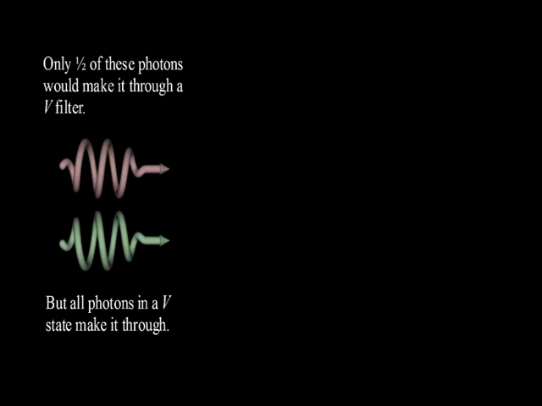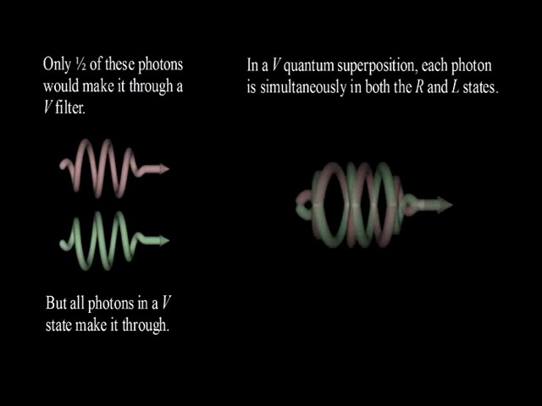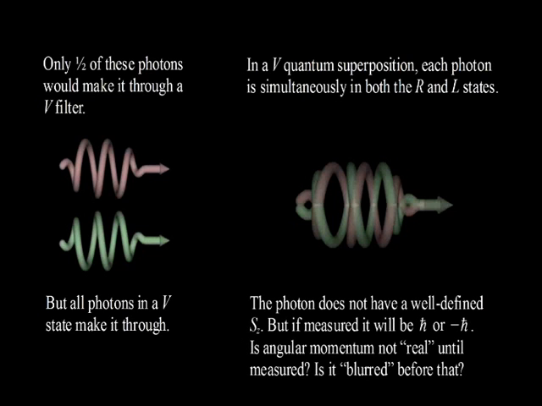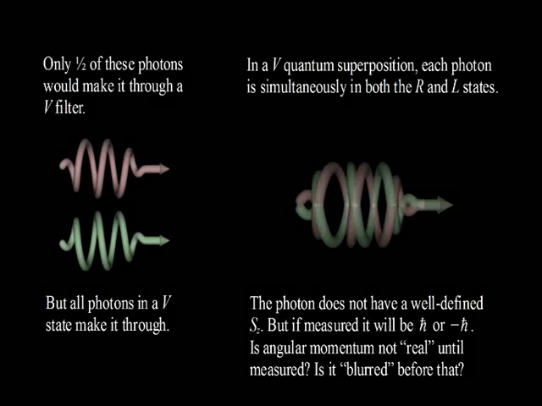We're forced to conclude that in the V quantum superposition, each individual photon is simultaneously in both the R and L states. Now, this means that the photon does not have a well-defined z component of angular momentum. But if we measure this, we know we'll find either h bar or minus h bar. And this is very strange.